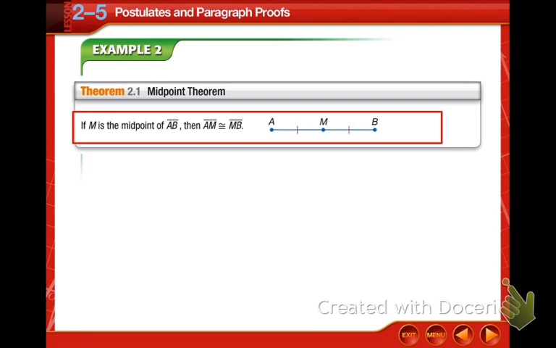Okay, so now you have the midpoint theorem. If M is the midpoint of AB, then AM is congruent to MB. So the 2 sides are congruent. And I believe this is it for our notes.